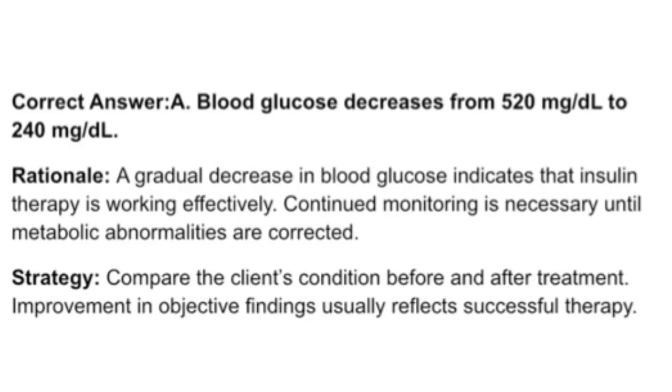Rationale. A gradual decrease in blood glucose indicates that insulin therapy is working effectively. Continued monitoring is necessary until metabolic abnormalities are corrected. Strategy. Compare the client's condition before and after treatment. Improvement in objective findings usually reflects successful therapy.